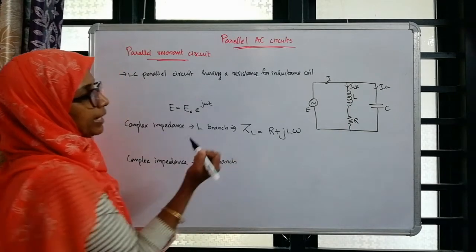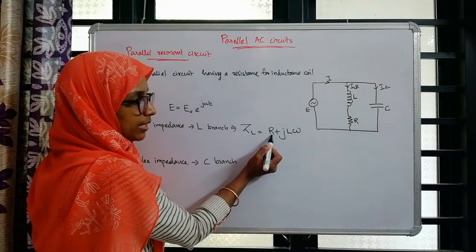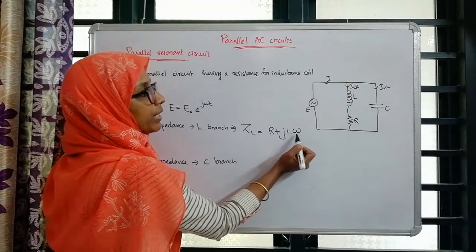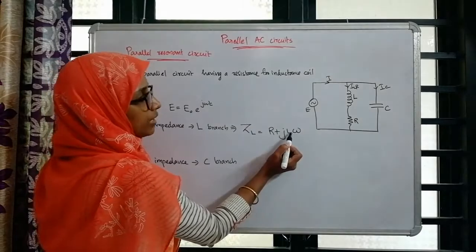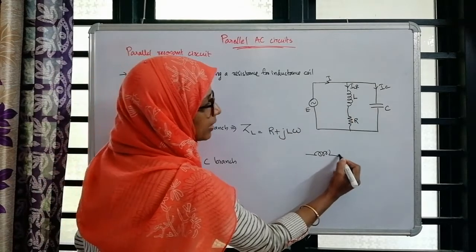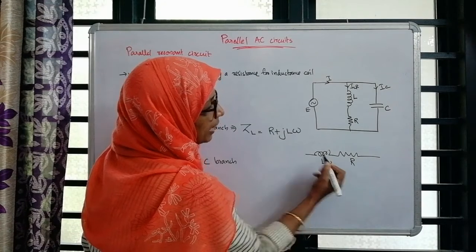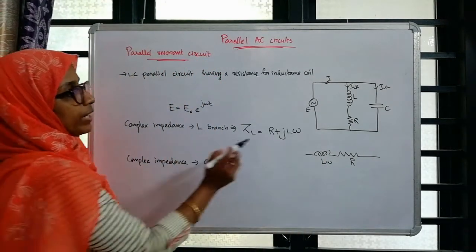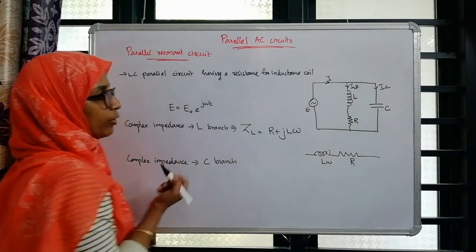In the previous class I discussed that in the case of impedance, the real part is resistance and the imaginary part is reactance. So when we consider an LR circuit, the resistance is R and the reactance is L omega, that is XL. So we can represent this as a complex representation R plus j into L omega.